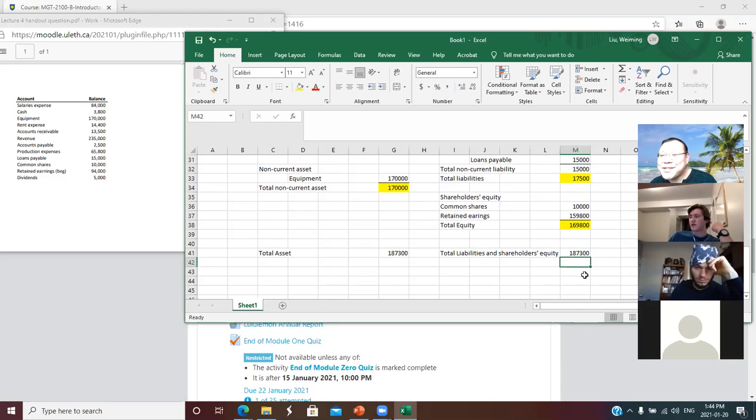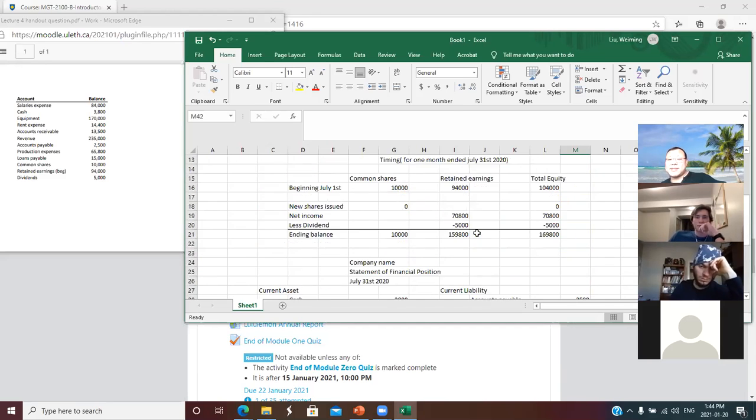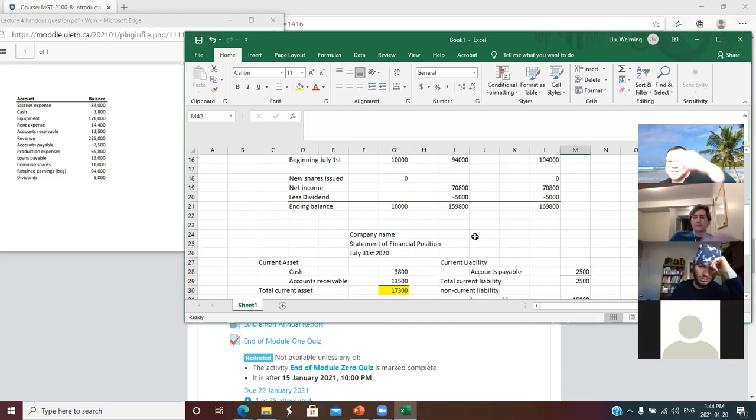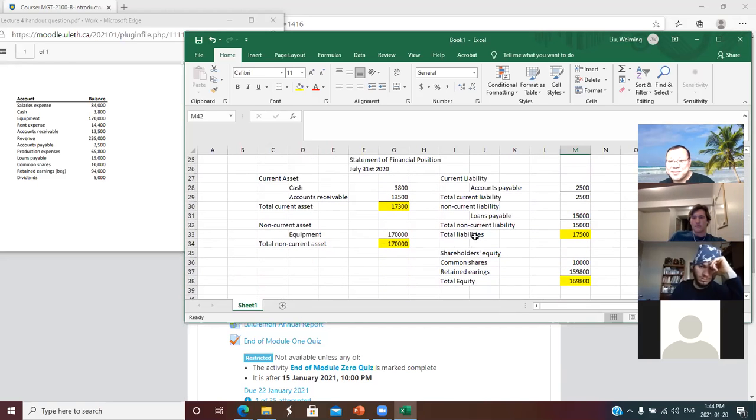So that's the three statements. We're going to leave the statement of cash flows until the last chapter. We're going to learn how to prepare that statement in the last chapter. Does this make sense, the way I do it? Yes.